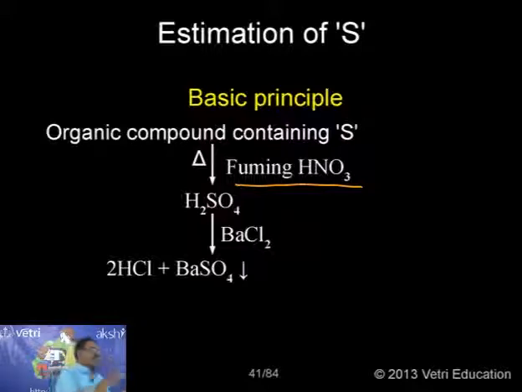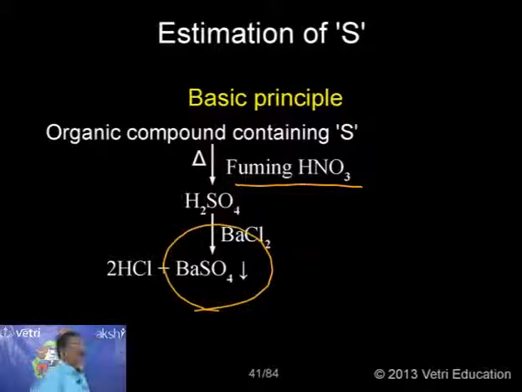Then this tube, after breaking, we have to transfer into a beaker containing sulfuric acid, followed by adding barium chloride. So barium sulfate will be precipitated. Then we have to filter this barium sulfate and weigh accurately. From the weight of barium sulfate formed, we can determine the percentage of sulfur. We need only two readings: one is the amount of organic substance used, W gram, and the weight of barium sulfate formed, W1 gram. From these two readings, we can estimate the percentage of sulfur.